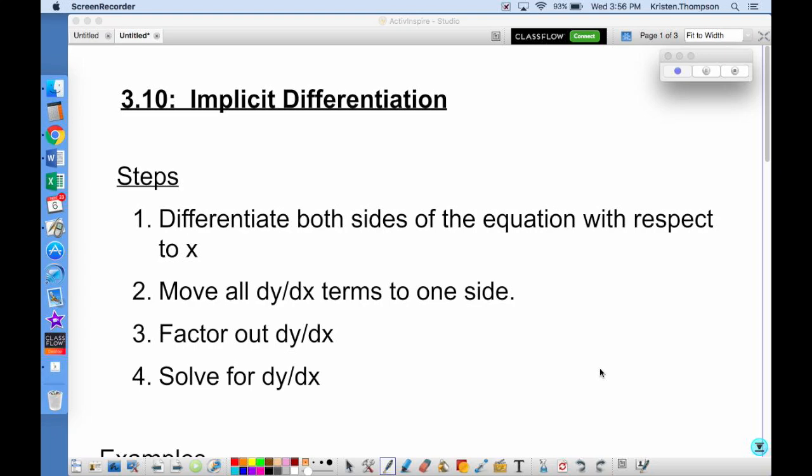I've listed the 4 steps that we're going to follow in order to take the derivative of an implicitly defined function. Please take the time to write down the steps now. Pause the video as needed. Now that you have all of the steps written, let's take a look at some of the examples.